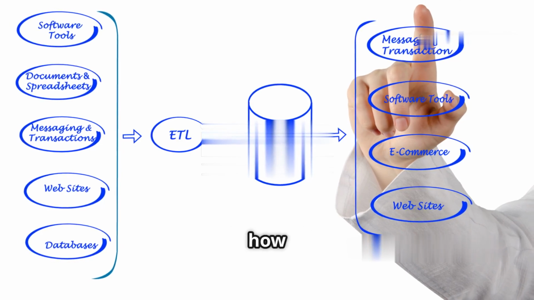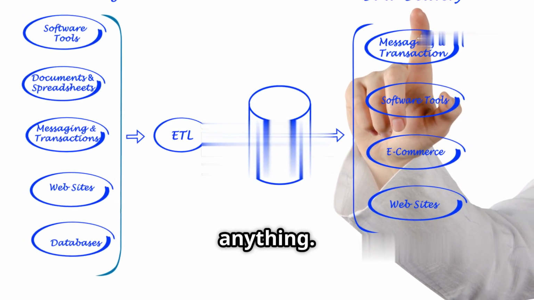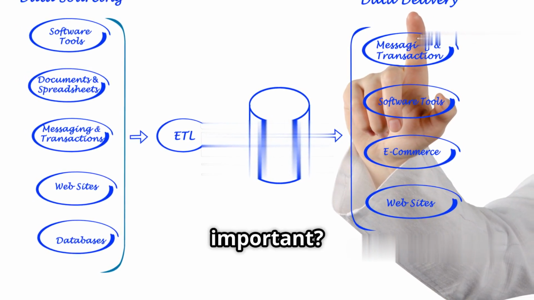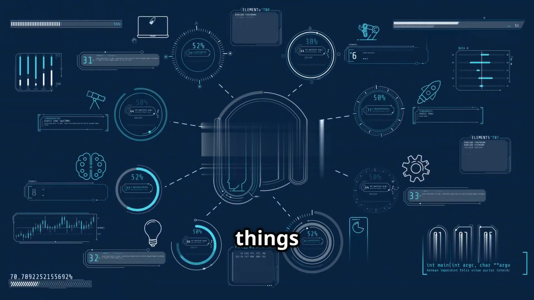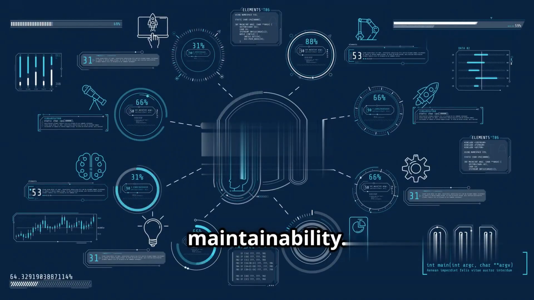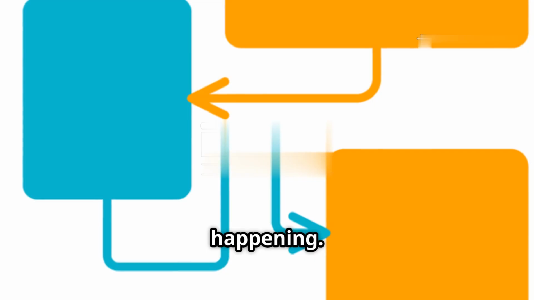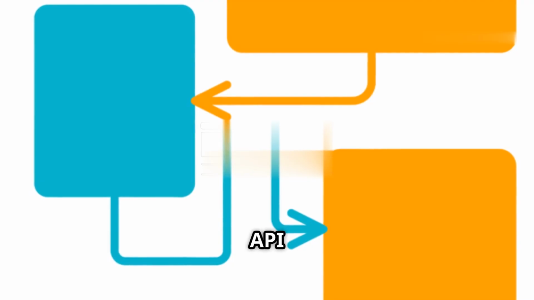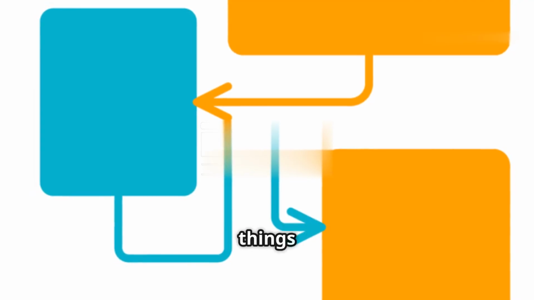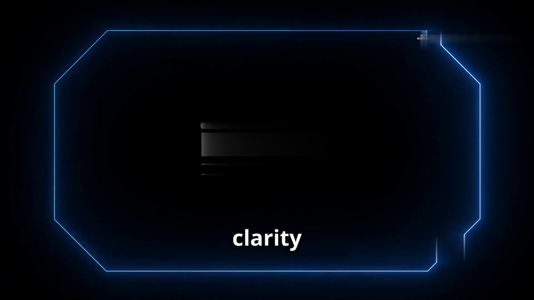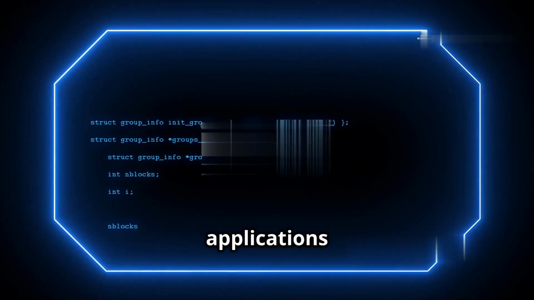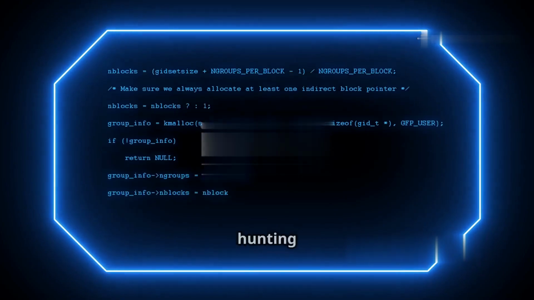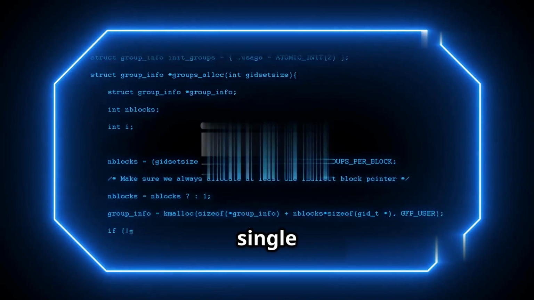So, we've walked through how to connect Langflow to pretty much anything. But why is this visual, modular approach so important? It really comes down to three things: clarity, speed, and maintainability. When your AI workflow is laid out in front of you as a graph of nodes and connections, it's incredibly easy to understand what's happening. You can trace the path of data from input to output, see exactly where an API is being called, and pinpoint where things might be going wrong. This clarity is invaluable, especially as your applications become more complex. You're no longer hunting through hundreds of lines of code to find a single bug.